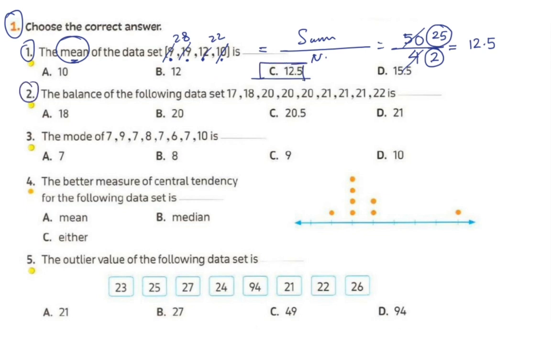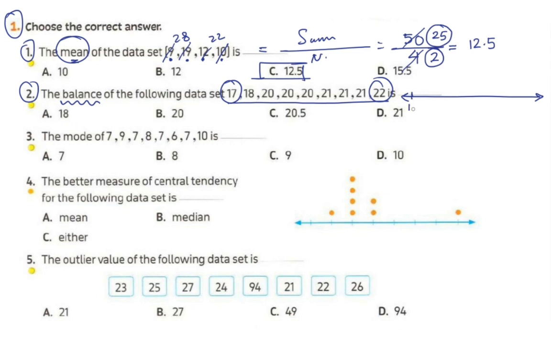Now we have point 2, the balance of the following data set. We have all of these data. I need to find the balance. Note with me what the balance is. Okay, now to find the balance you have to make it as a dot plot first. I can draw a number line and start with the minimum value, and end with the greatest one.